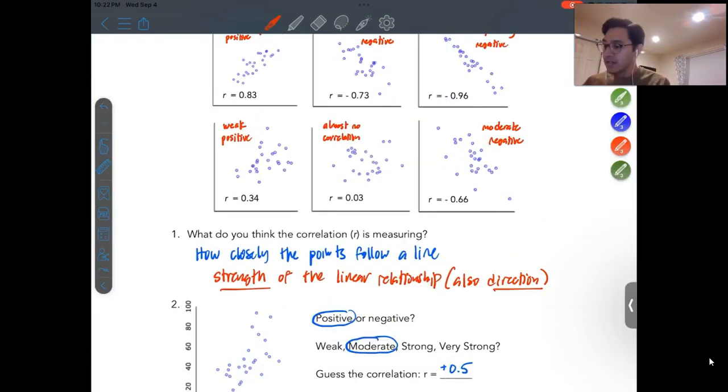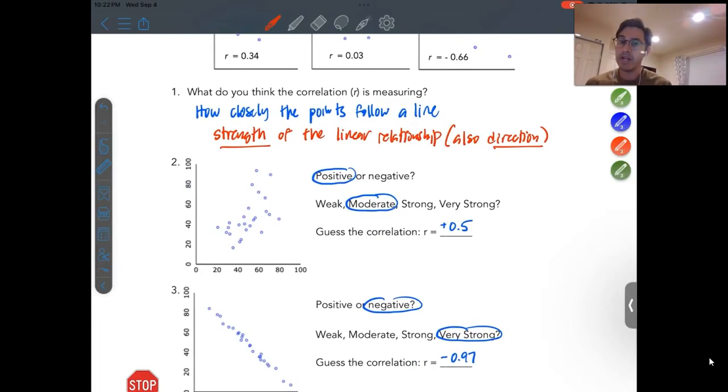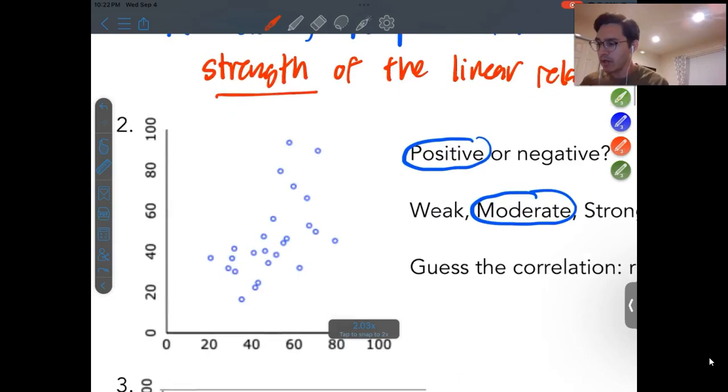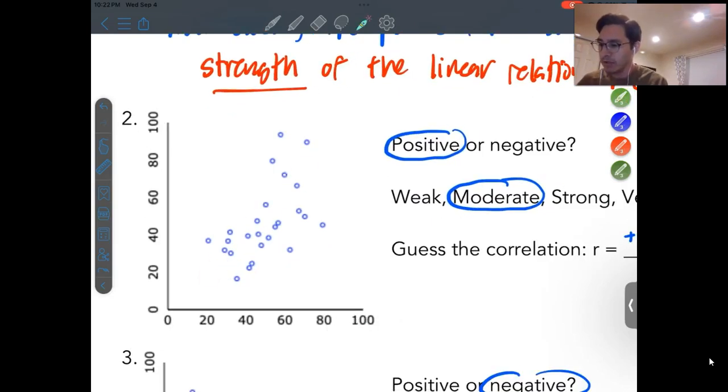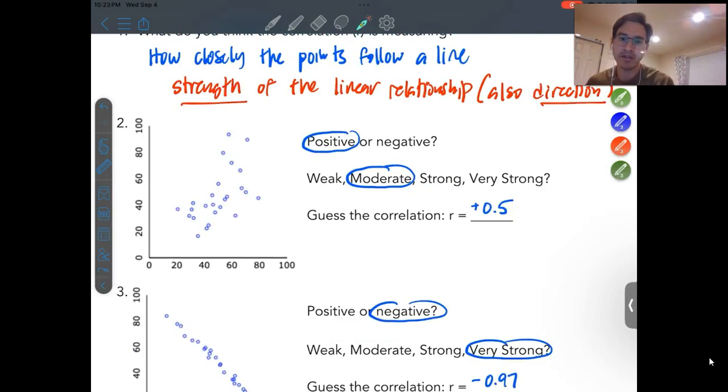Next, you were given a couple new scatter plots and asked to pick out the direction, positive or negative, pick a word to describe the strength, anywhere from weak to very strong, and then to try to quantify that with a number. So for this scatter plot here, we would describe it as positive. The points are trending upward. Moderate, they're not too random looking, but they're not super tightly aligned either. And so a good guess might be a correlation of positive 0.5.